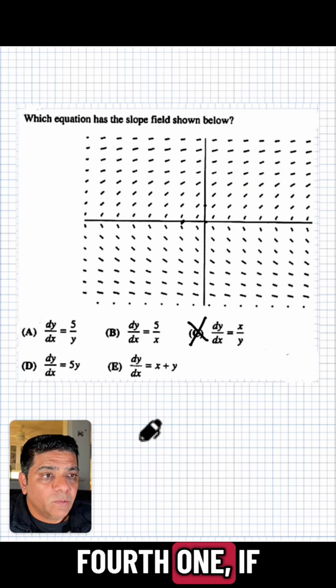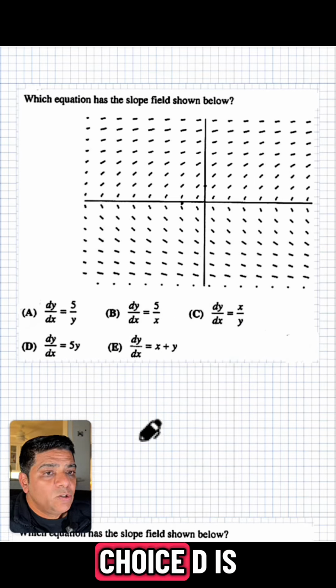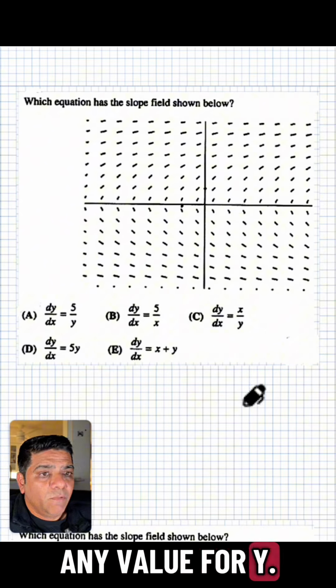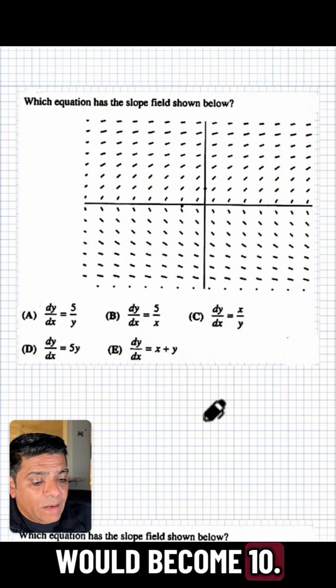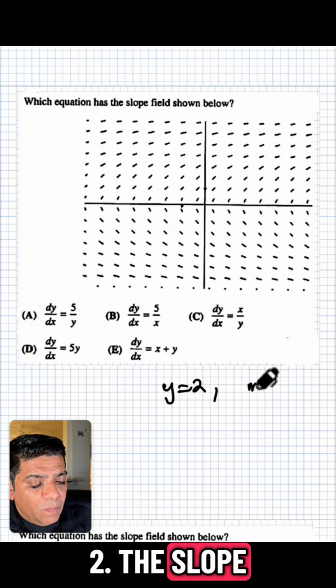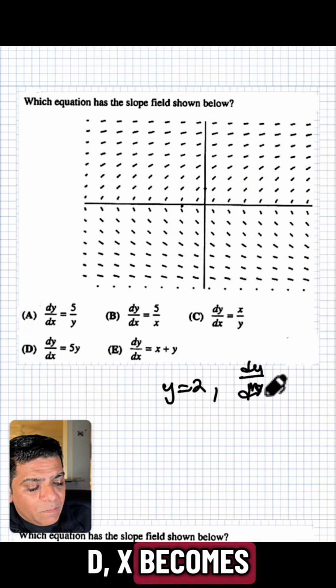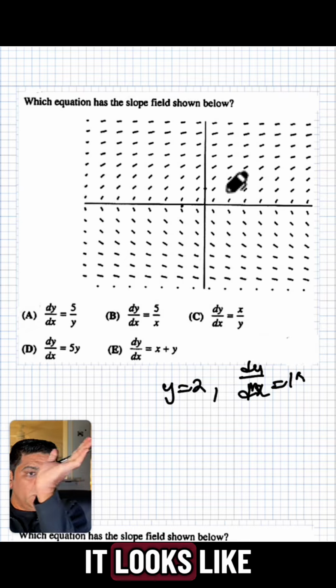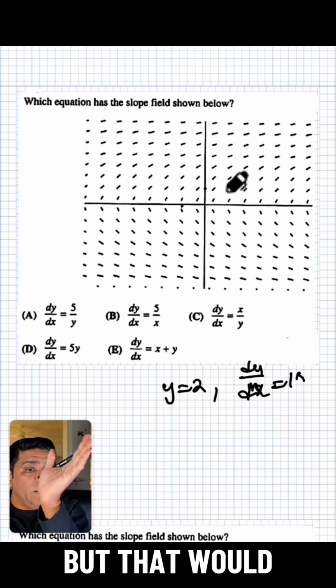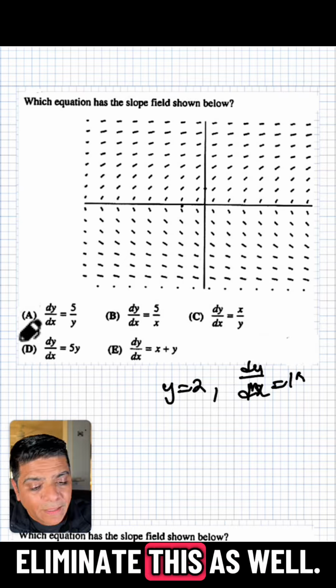But here, the fourth one, choice D, if I put y as 2, the slope would become 10. So y is 2, dy/dx becomes 10, but that's really steep. Here it is not that steep. It looks like around 2, but 10 would be really steep. So we're going to eliminate this as well.